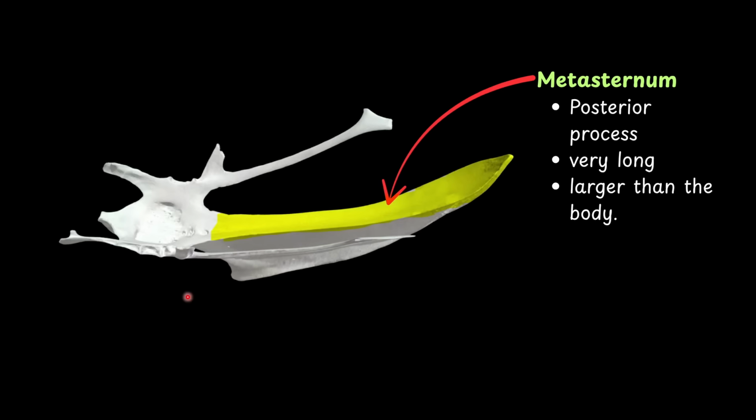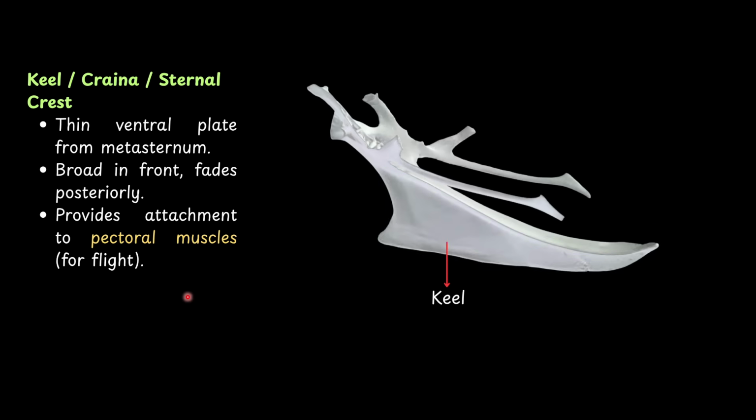Metasternum: you can see the posterior process, very long, larger than the body. Then next is very important. This part is called keel, carina or sternal crest, a thin ventral plate from the metasternum, broad in front and fading posteriorly. It provides attachment to the pectoral muscles for flight.